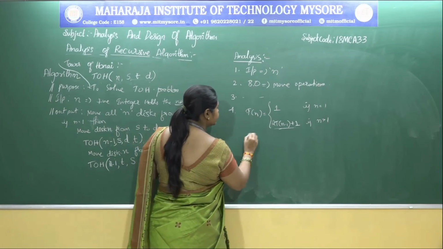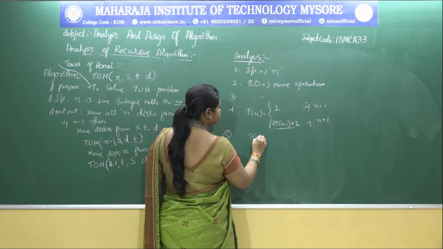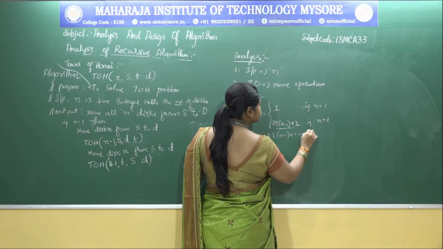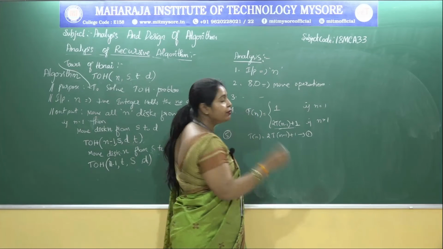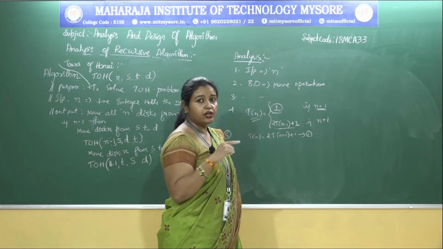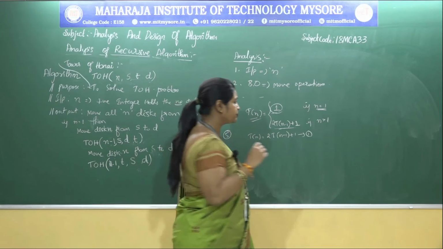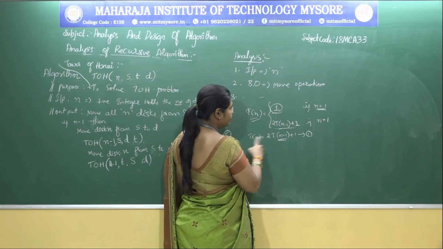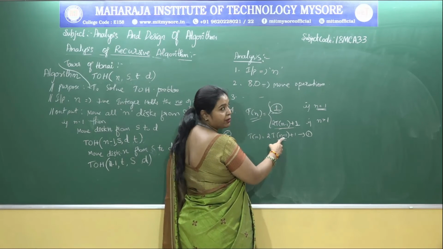So how to solve this? T of n is equal to 2 into t of n minus 1 plus 1. Call this equation as 1. And remember, you know the value of t of n if n is equal to 1. T of 1 is equal to 1. Okay. So now let us replace n by n minus 1 to get t of n minus 1.